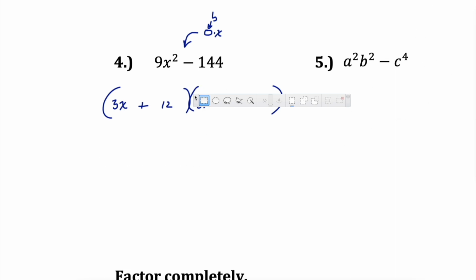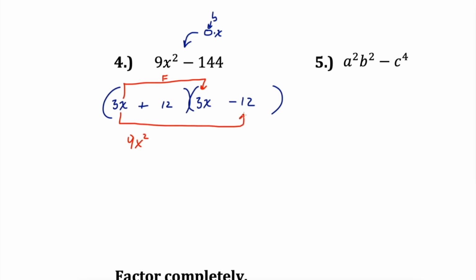And perhaps on this one, let's go ahead and distribute this. Let's FOIL this so you can see. So as a check, let's FOIL. So this 3x times 3x is 9x squared. The outer, 3x times negative 12 is negative 36x. 12 times 3x is positive 36x. And a 12 times a negative 12, that's our last term. So we got O and I here. Last is negative 144.